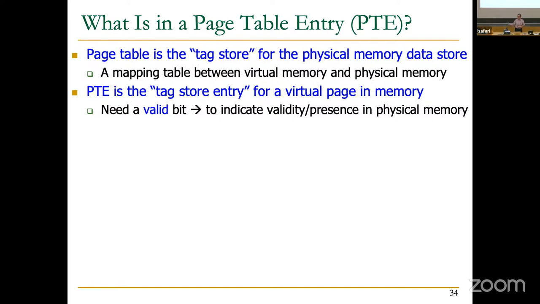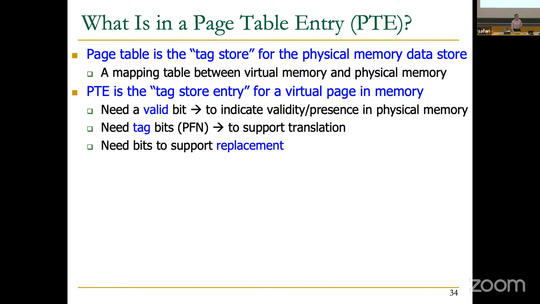So you need a valid bit, as we discussed, right? This indicates validity or presence in physical memory. You need tag bits. These are the physical frame number or physical page number bits to support translation. You need bits to support replacement, which we're going to talk about soon. What do you replace from physical memory if your physical memory is full? So you need to know which pages are not touched. But this actually is a problem because we have so many pages in physical memory, as we will see soon. You need a dirty bit to support write-back caching in physical memory. And we've discussed this already because write-through is pretty expensive in physical memory.